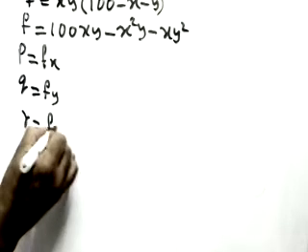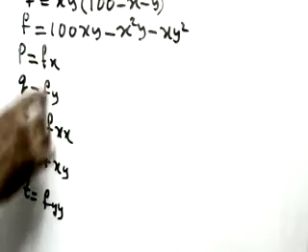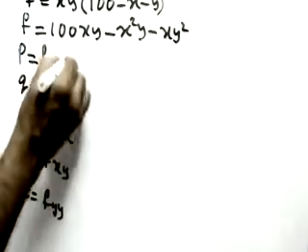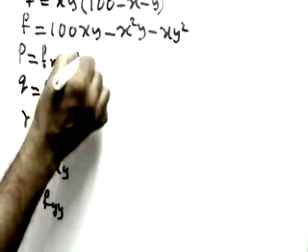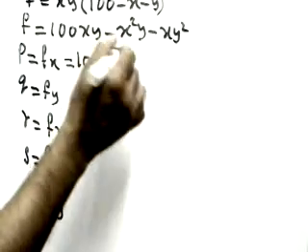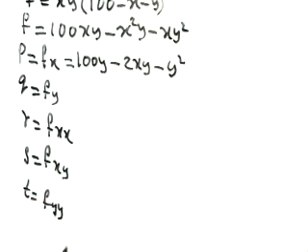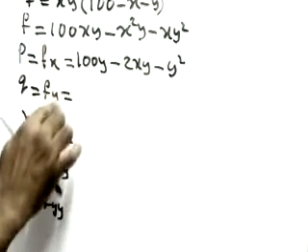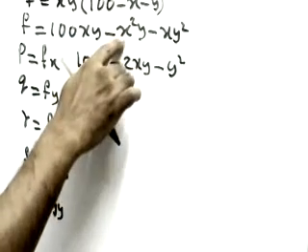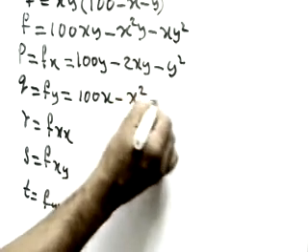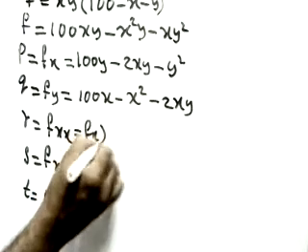What is p? p is fx, q is fy, r is fxx, s is fxy, t is fyy. fx means partial differentiation with respect to x. So d by dx of x is 1, into 100y is 100y. d by dx of x squared is 2x, so 2xy. d by dx of x is 1 into y squared is y squared. Now differentiation with respect to y. y is 1 into 100 is 100x. Here y is 1 into x squared, y squared is 2y, so 2xy.